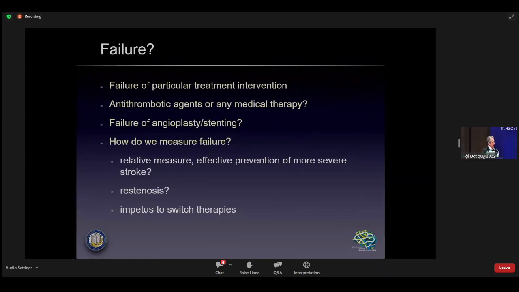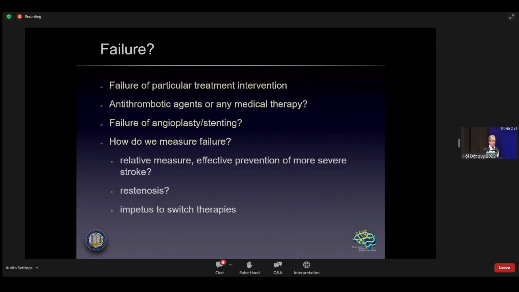So this has been a common theme that comes up again and again. For more than 25 years that I've been in the stroke field, we've often talked about failure of prevention. And this is a funny definition or a funny term because it's a relative failure.